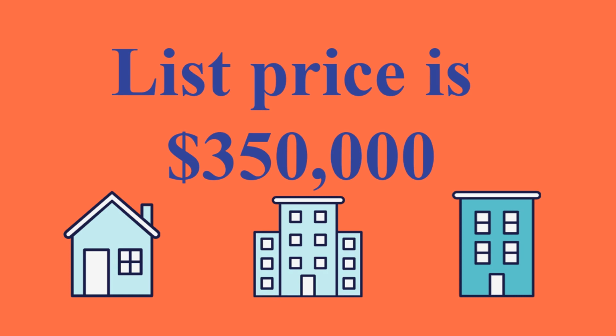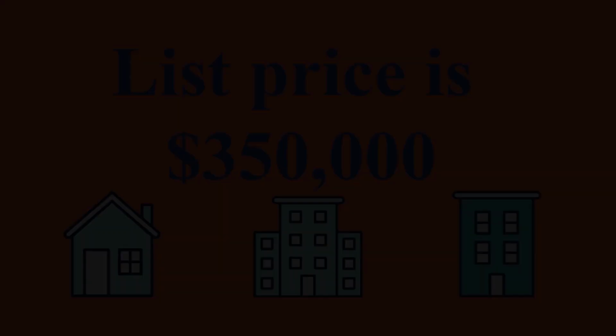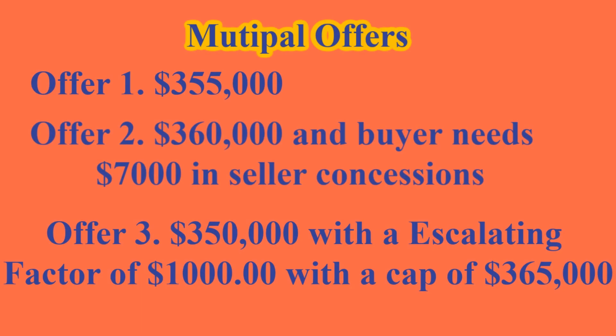Here's the simplest way that I can explain the escalation clause and how it works. So the listing agent lists the home for the seller at $350,000. This is how the multiple offer works when you have an escalation clause thrown in there. So in this scenario, offer 1 is $355,000. Offer 2 is $360,000, but the buyer needs $7,000 in seller concessions, closing costs. And offer 3 is $350,000 with an escalation clause or escalating factor of $1,000, and it will cap at $365,000.